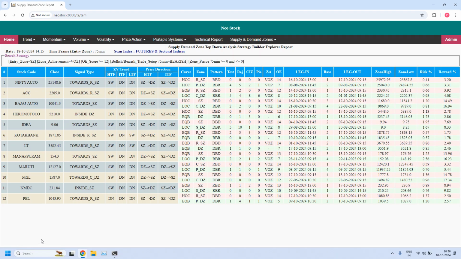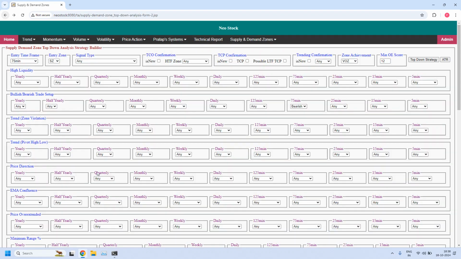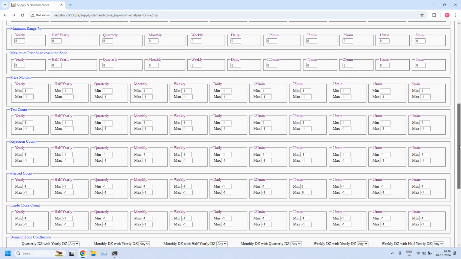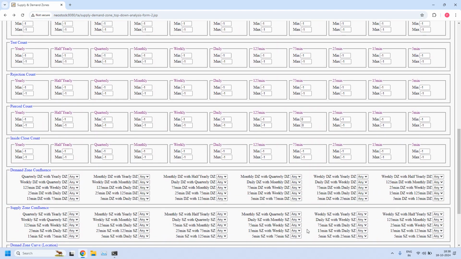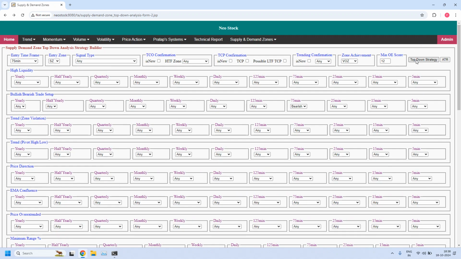Now let's verify how many of these stocks are having an ITF confluence. That means the 75 minute supply zone should be part of the daily supply zone. So in the supply zone confluence, I am enabling the filter 75 minute supply zone with daily supply zone confluence. With this filter, let's verify.